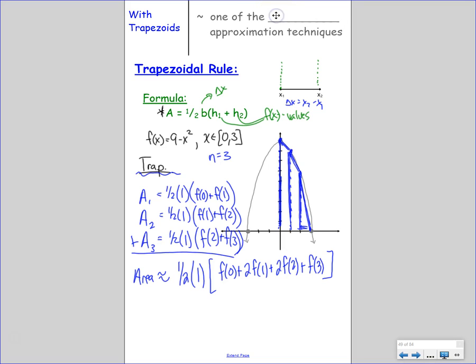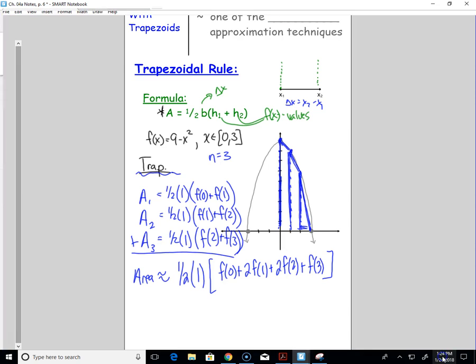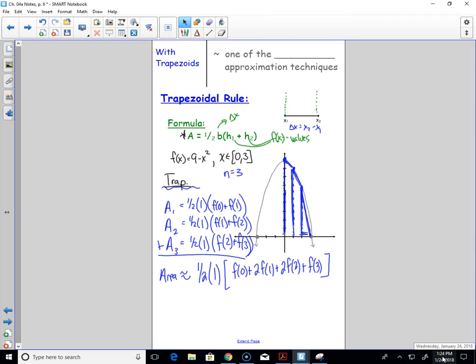Oh, sorry. I need to remember that my computer is not happy today, and I am doing a workaround. Okay, there we go. One of the better approximation techniques. Midpoint is pretty good. Trapezoidal is pretty good.